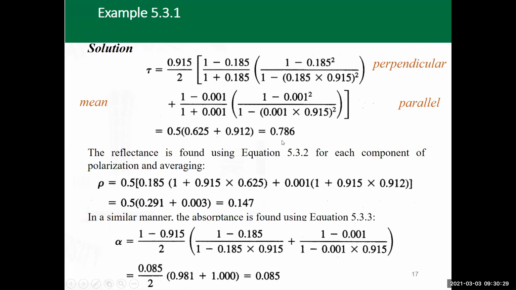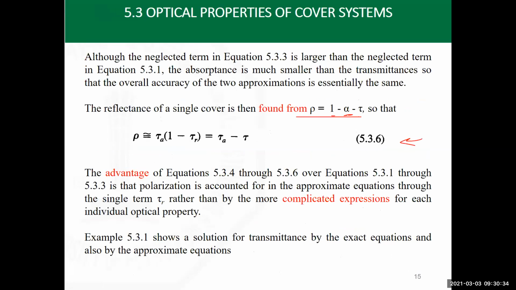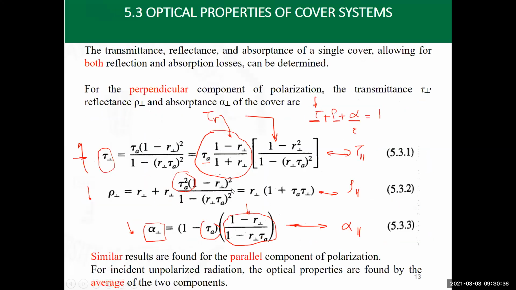Then we are going to look at equation 5.32 to calculate rho, and equation 5.32 is providing rho here as a function of R parallel, tau A. This is the normal component, and we are going also to calculate the parallel component and take the average of them.